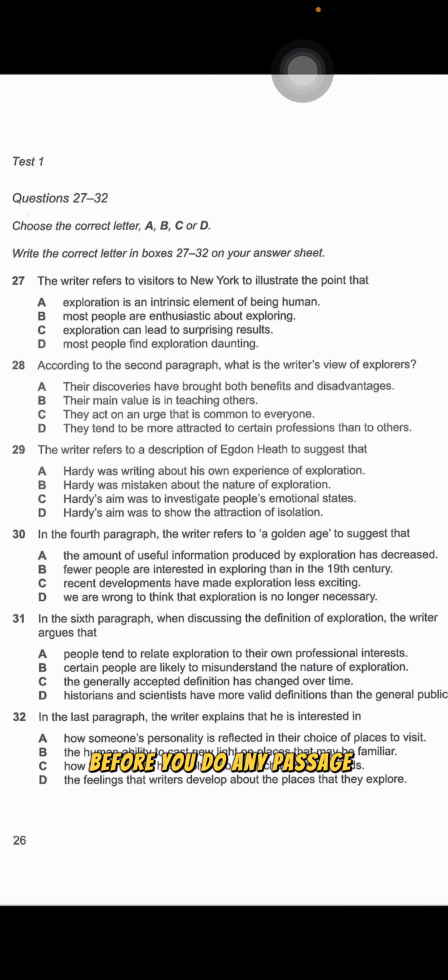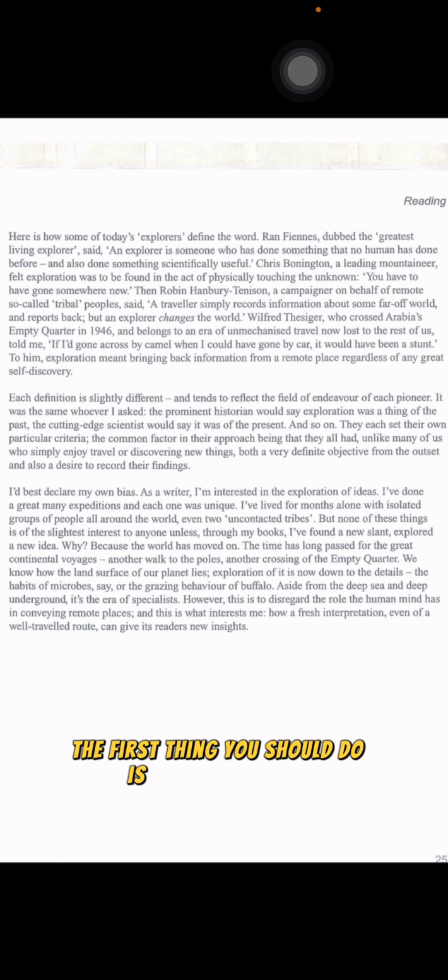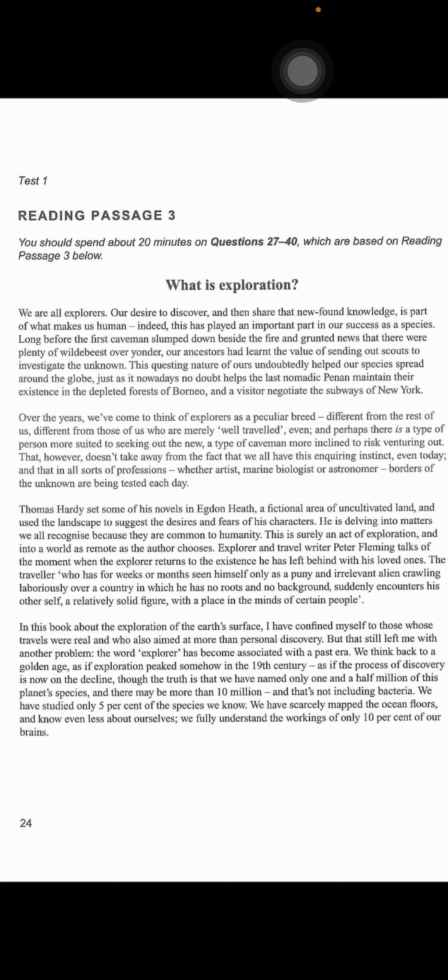Before you do any passes, the first thing you should do is to read the title, the subtitle, and the first few lines of the passage. Here, the title is "What is Exploration?" Let's read the first few lines to know what the text is about.